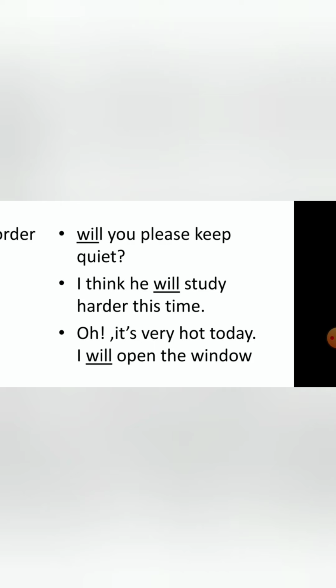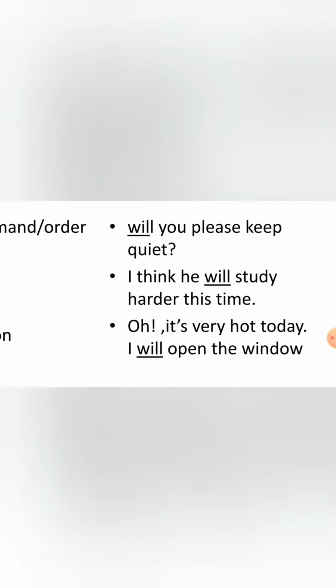Will you please keep quiet? Will is a modal verb which can be used in this sentence as a request.